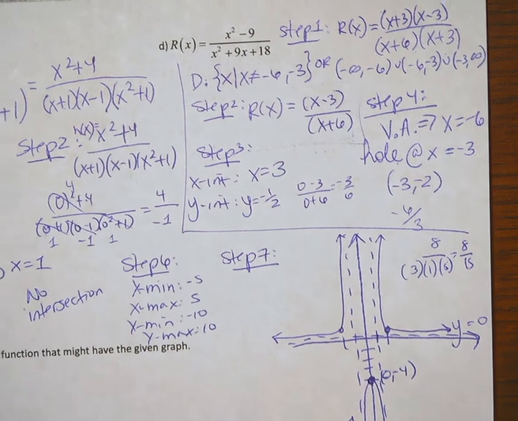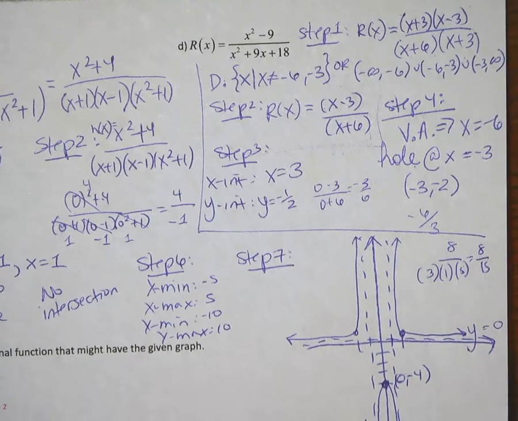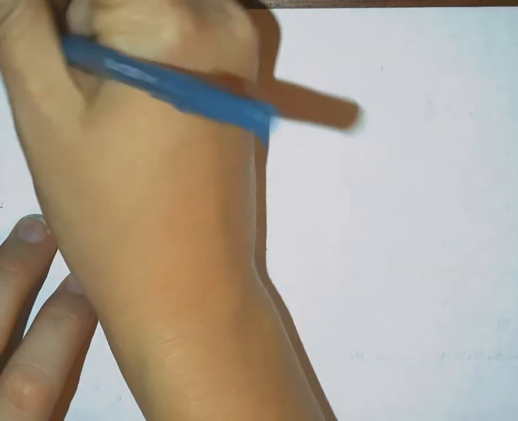I've run out of room on this side of the paper, so I'm going to move to the back side of my paper. Okay, if you have room, that's fine. You can also get another sheet of paper. I'm going to rewrite my function.